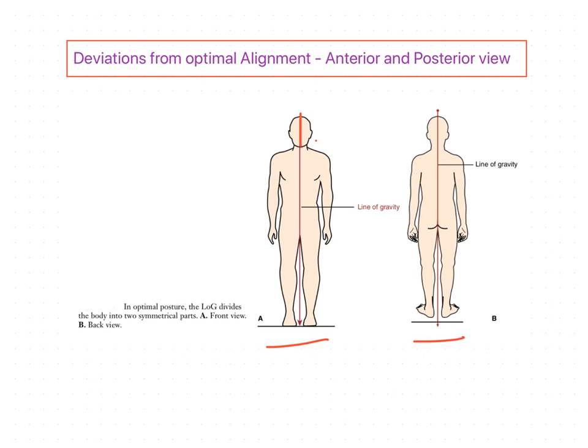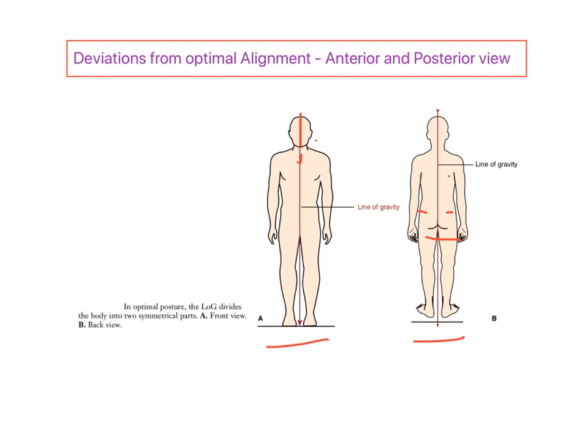The eyes, clavicles, and shoulders should be level, parallel to the ground. In the posterior view, the inferior angles of the scapula should be equidistant from the LOG. The waist angles and the gluteal folds should be equal. Here you can find the gluteal folds, which should be equal.